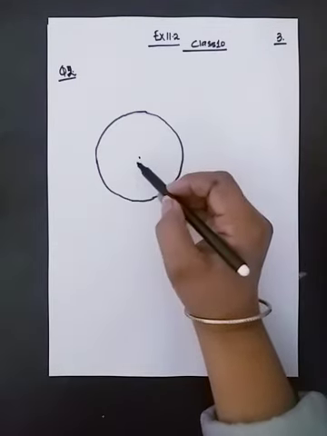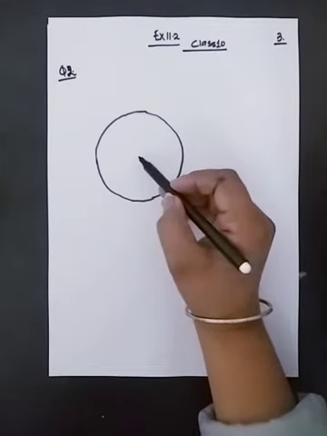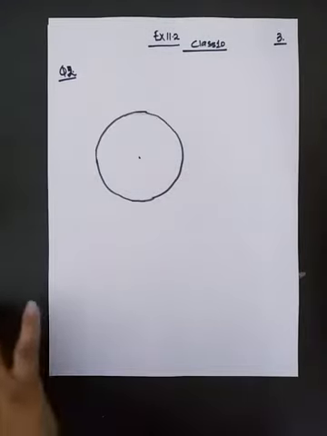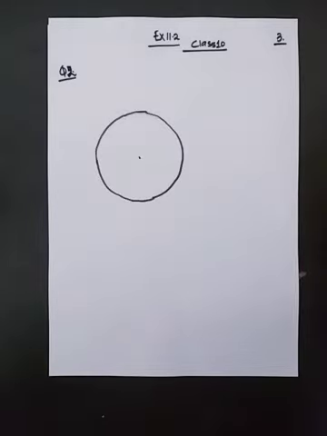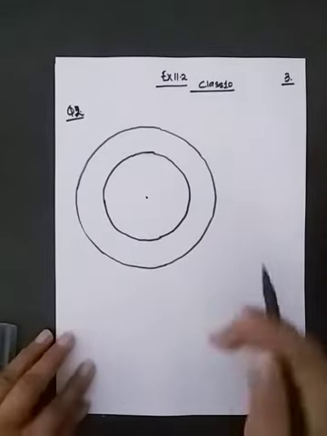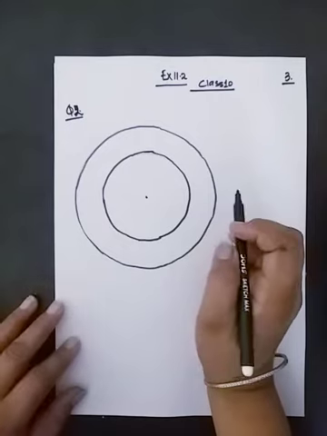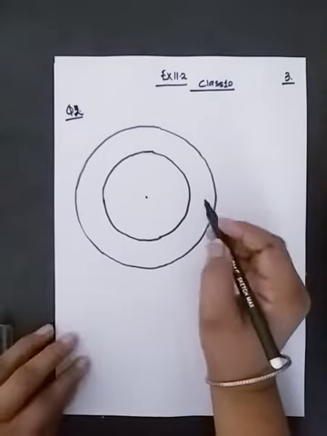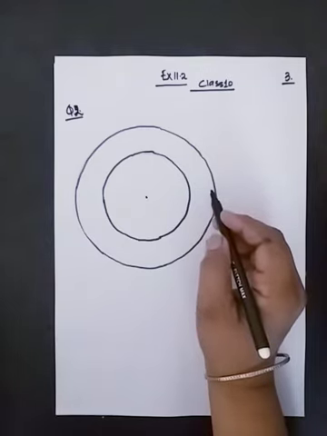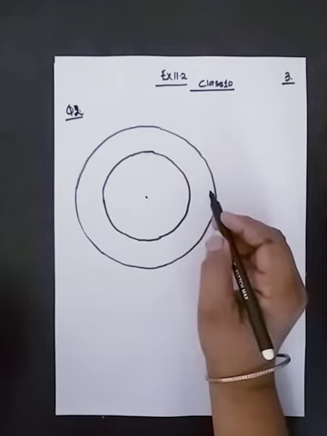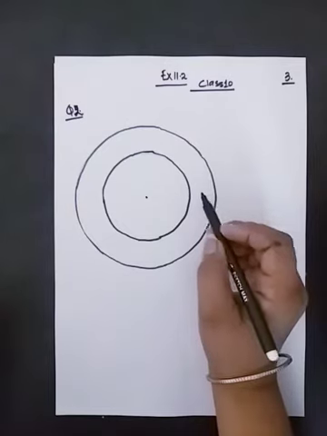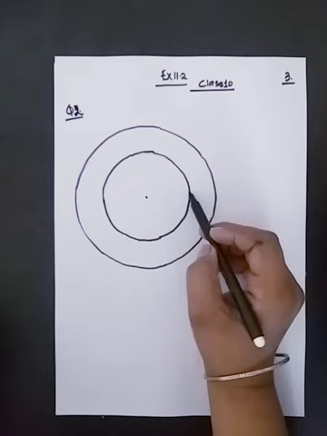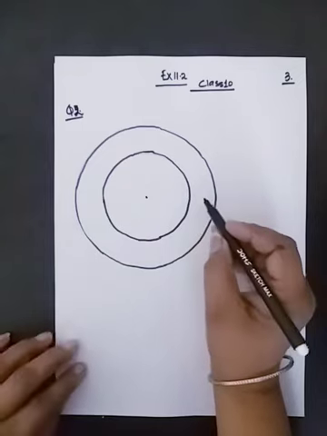Now again, by taking this one as center, we have to draw a circle of radius 6 centimeter. Let us draw another circle with radius 6 centimeter. So this is the other circle whose radius is 6 centimeter. Now we have to take a point on the boundary of the outer circle because we are asked to draw a tangent to this inner circle from a point which lies on the concentric circle.